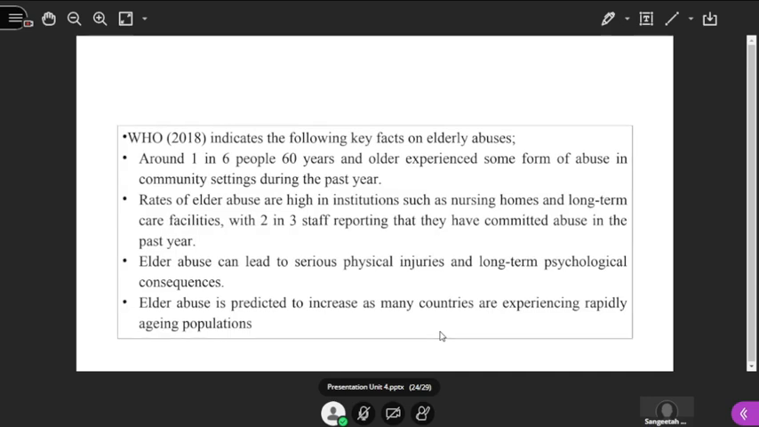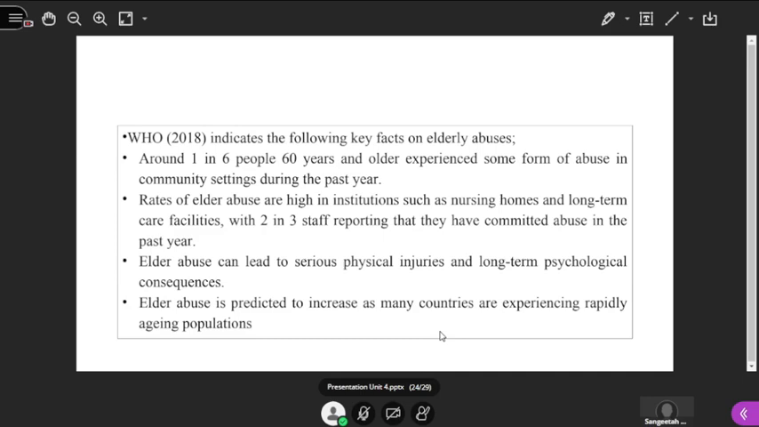Now you see the key facts on elderly abuse indicated by the study carried out in 2018. Around 1 in 6 people aged 60 years and older experienced some form of abuse in community settings in the past year. Rates of elderly abuse are high in institutions such as nursing homes and long-term care facilities, with 2 in 3 staff reporting that they have committed abuse in the past year.